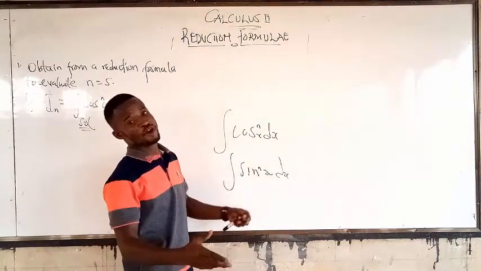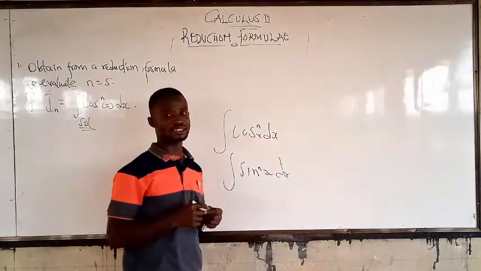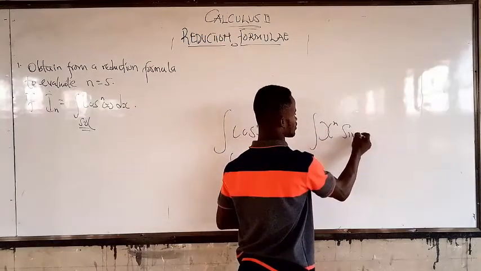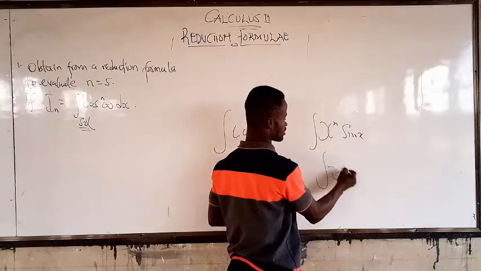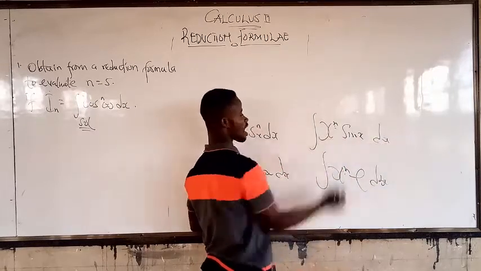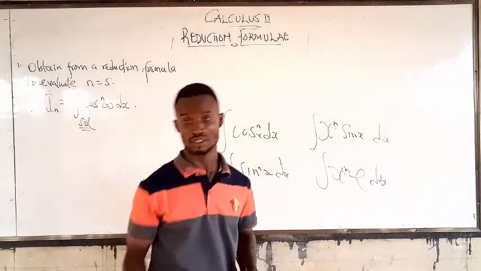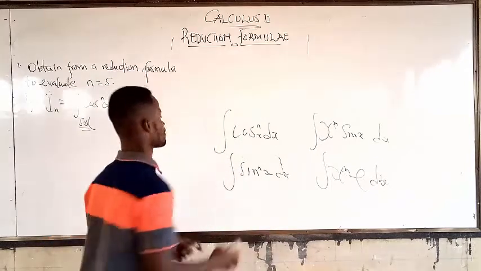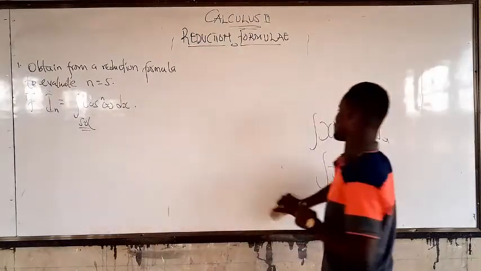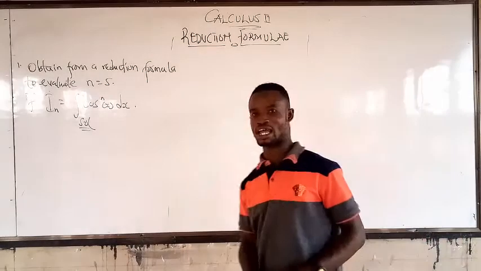Once you have the formula, if n is given to you, you just do the substitution and go your way. If you also remember what we did in integration by parts, we will be looking at something like this and something like this. We'll be looking at the general form of all these, and that's for the log and the others. So that's all we are going to do under the reduction formula.